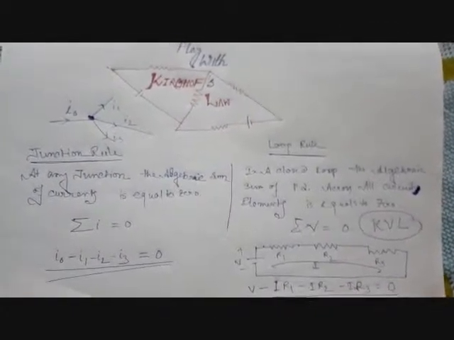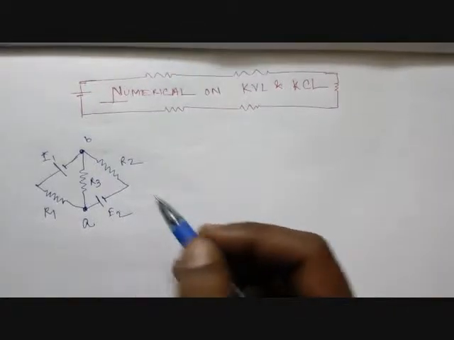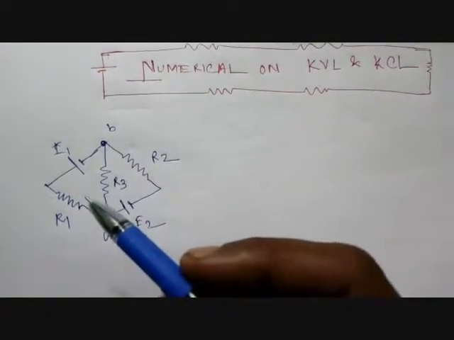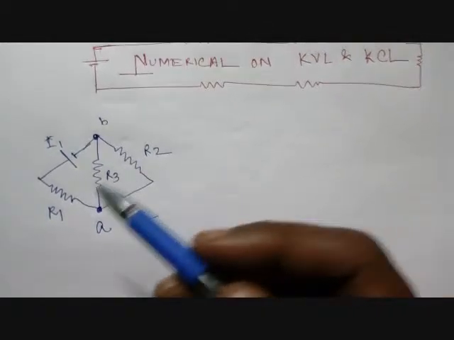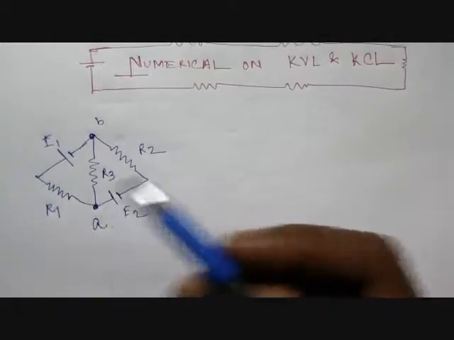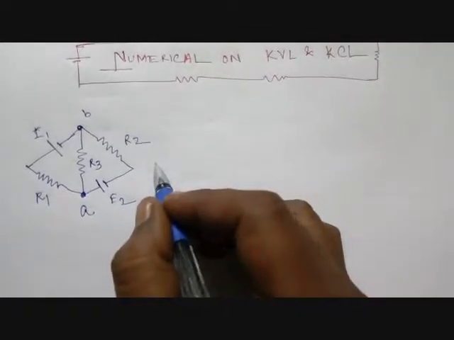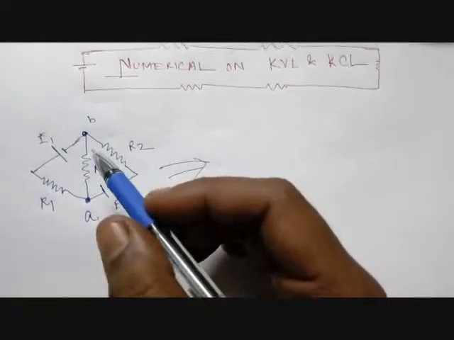Let's check out some numerical problems. We have a new circuit. At first glance, you may consider that it is a Wheatstone bridge, but unfortunately it is not. This is a simple parallel connection. So let's redraw the circuit. Oh, I forgot to mention the question over here.